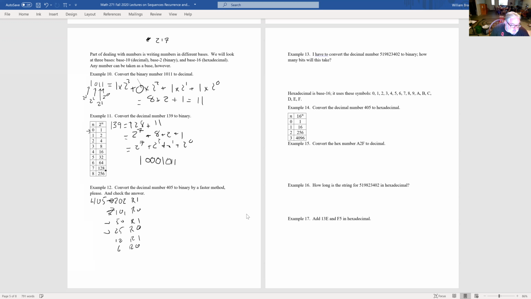Then 6 with a remainder of 0, 3 with a remainder of 0. Half of 3 is 1 with a remainder of 1. Then half of 1 is 0 with a remainder of 1. So what's my number? 1 1 0 0 1 0 1 0 1. Start at the bottom and work your way up. So 405 is between 2 to the 8th and 2 to the 9th, so we should have 9 digits: 1, 2, 3, 4, 5, 6, 7, 8, 9 digits.